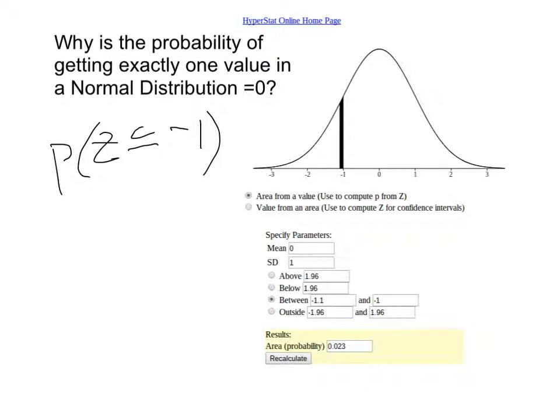Well, what I've done here is I've taken some screenshots of this applet. I'm going to show you how, as we get closer and closer to just finding the area at -1, that area is going to go to 0. So what I did to start here is I said the mean is 0 and the standard deviation is 1.